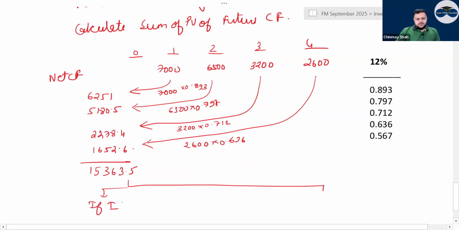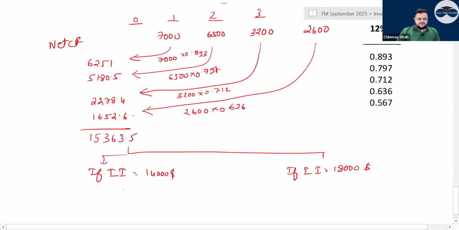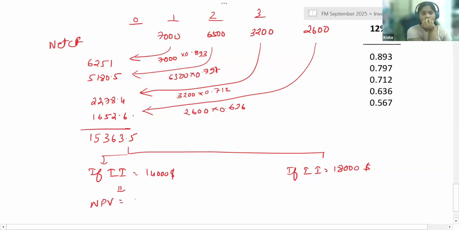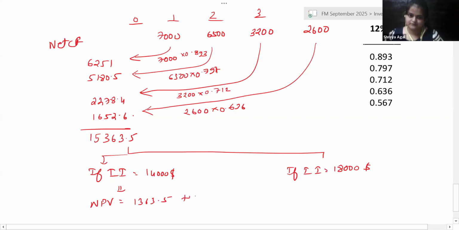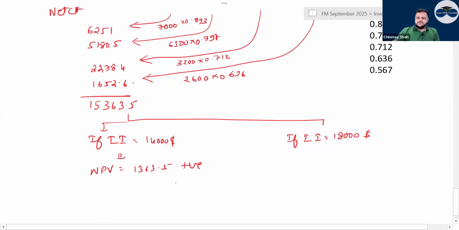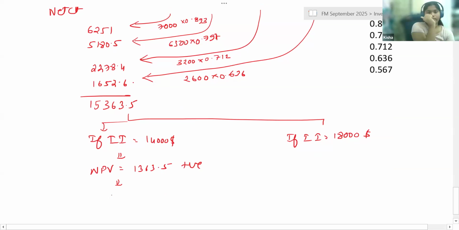If the initial investment is equal to 14,000 and if the initial investment is equal to 18,000, both options are available. Tell me, if 14,000 is the initial investment, that is today's investment, how much will be your NPV? Tell me. 1,363.5, positive. Accept the project or reject the project? Accept.